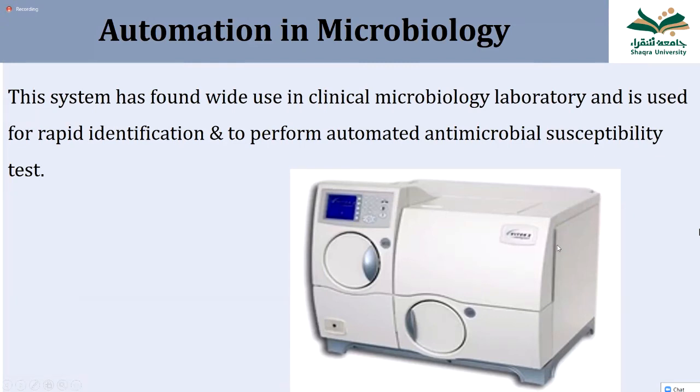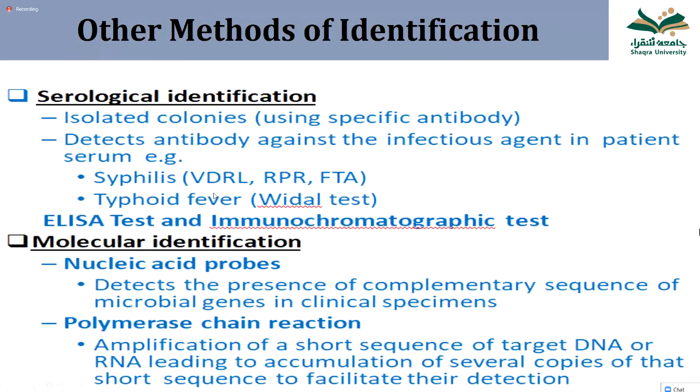This is another automatic machine, you can say. This system has found wide use in a clinical microbiology laboratory and is used for rapid identification and to perform automated antimicrobial sensitivity tests. So this is an identification system and a sensitivity system. This is Bactec. This is another automated system.